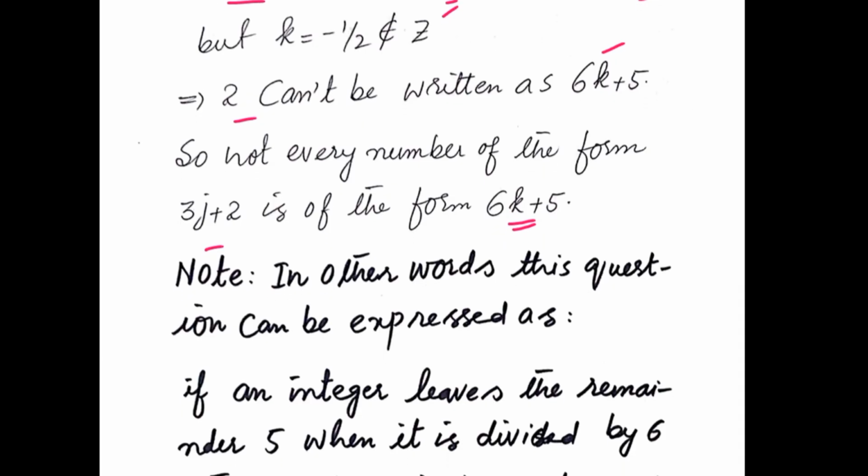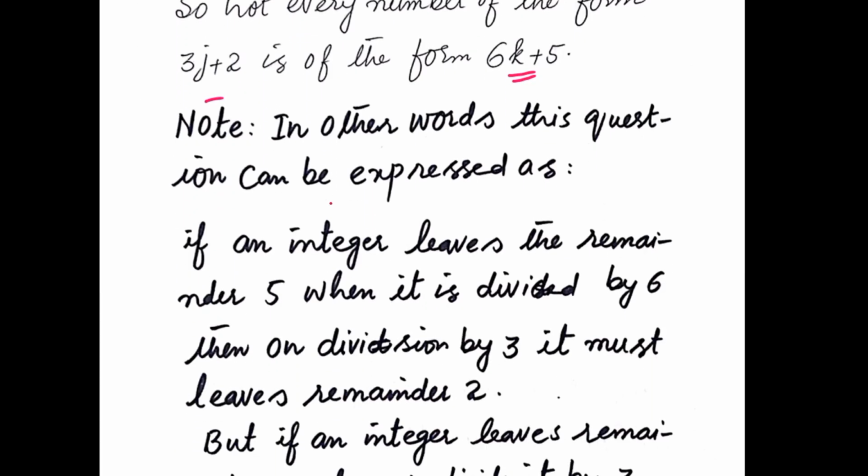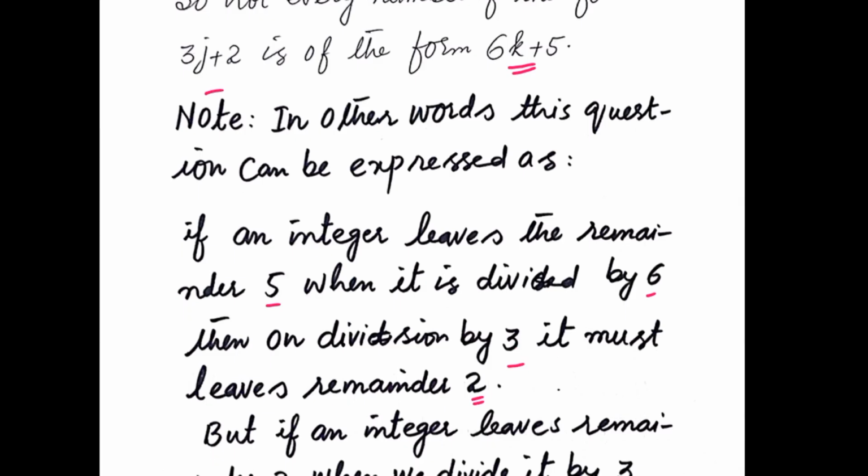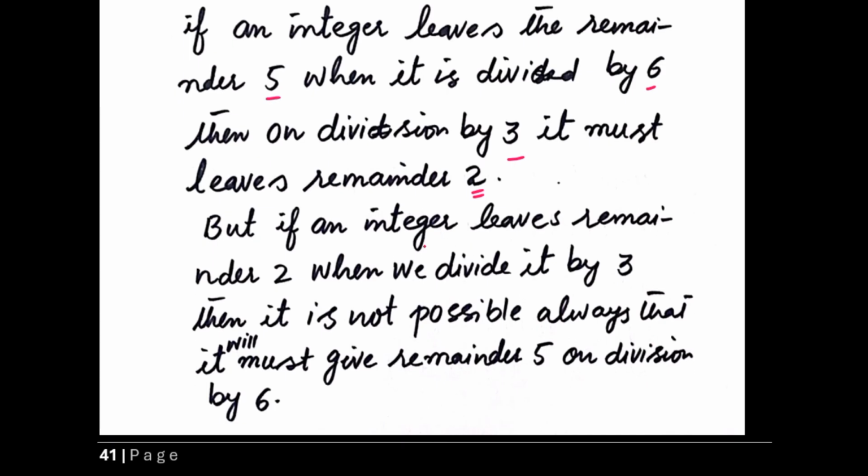Actually, what does this question say? In other words, this question can be expressed as: if an integer leaves the remainder 5 when it is divided by 6, then on division by 3, it must leave the remainder 2. But if an integer leaves the remainder 2 when we divide it by 3, then it is not always true that it must give the remainder 5 on division by 6.